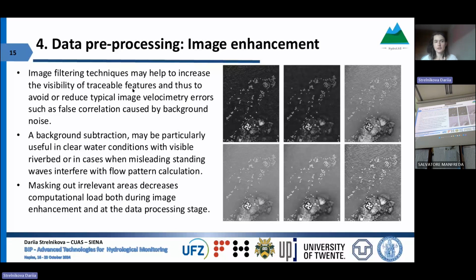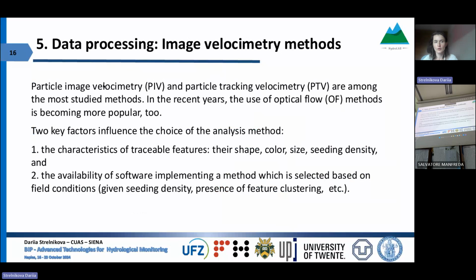Then, after we have performed the image enhancement, we are ready to move to the data processing. At this stage, we need to first select the method that works well for our particular case. There are two classic methods, which are particle image velocimetry and particle tracking velocimetry. They have been studied so thoroughly in the recent 30 years. There is plenty of research on these methods, both in lab and in field conditions. In recent years, some new optical flow methods are being applied in the field too.